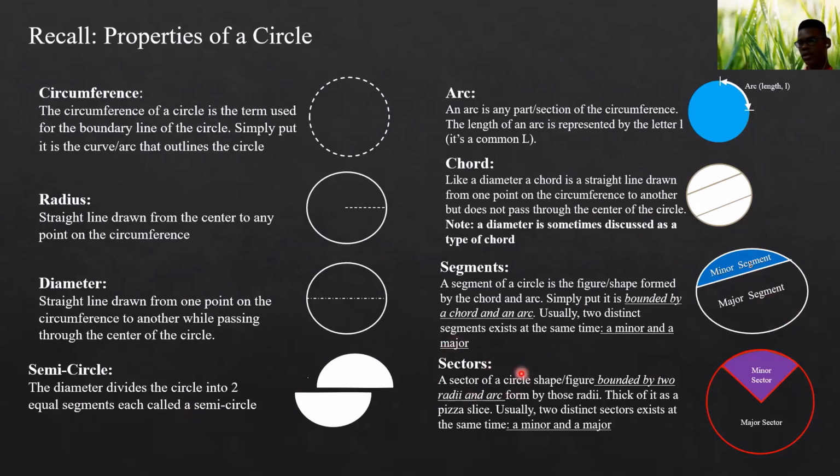Next is our sector, and this is of course analogous to a pizza slice. A sector is bounded by 2 radii and an arc. A portion of your circumference and 2 radii give you a sector. And of course, once we have a minor sector, there will be a major sector.